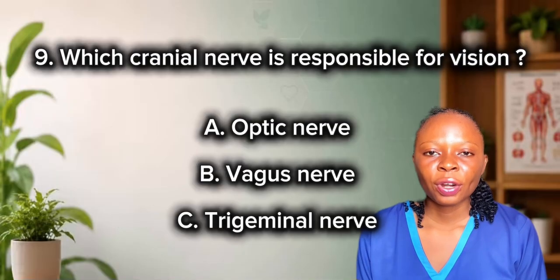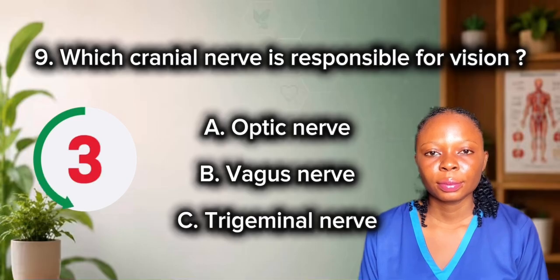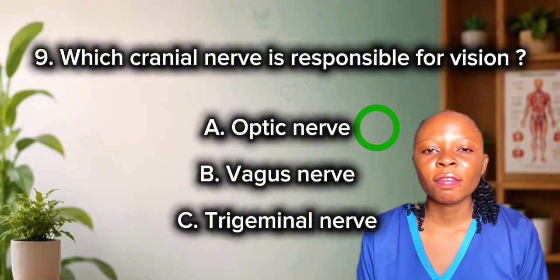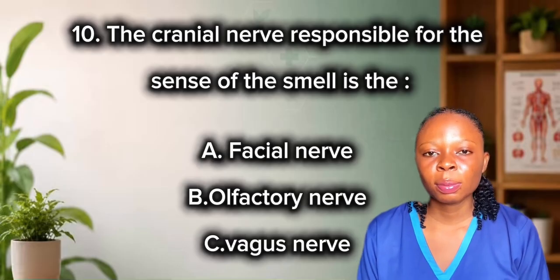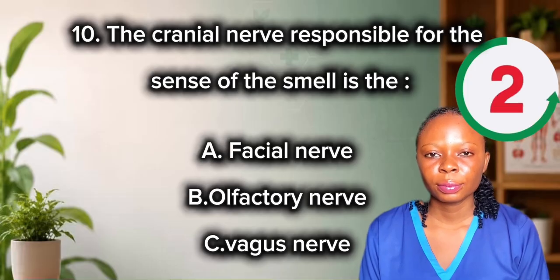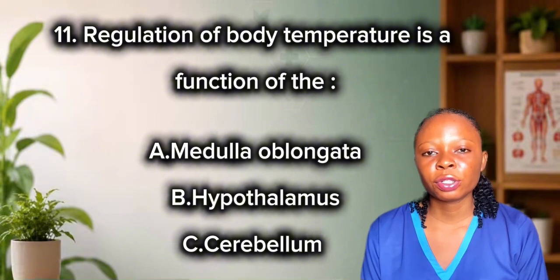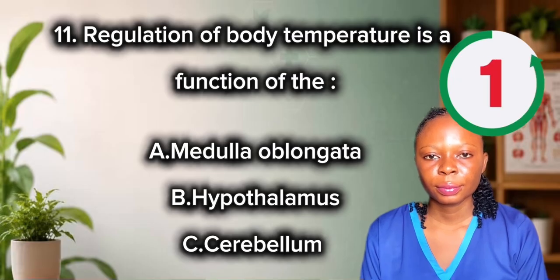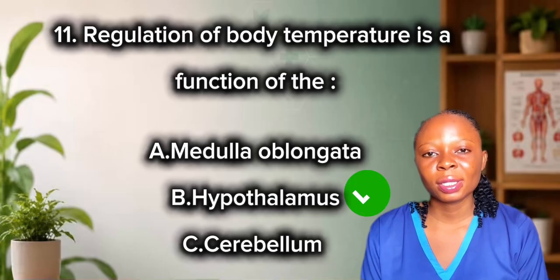Microglia. Which cranial nerve is responsible for vision? Optic nerve. The optic nerve carries visual impulses from the retina. The cranial nerve responsible for sense of smell. Olfactory nerve. Regulation of body temperature is a function of hypothalamus. The hypothalamus helps to maintain body's homeostasis.